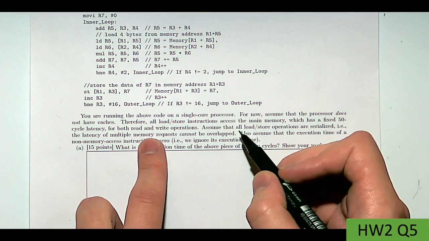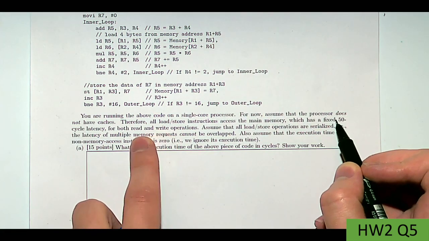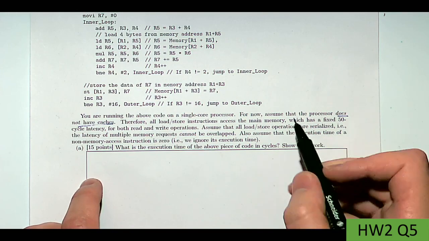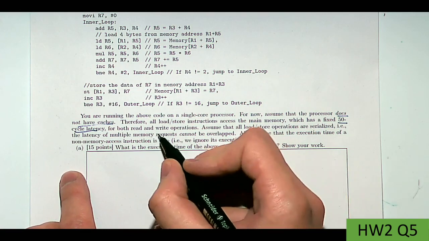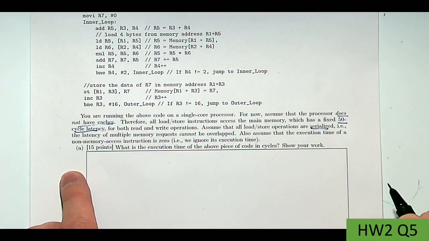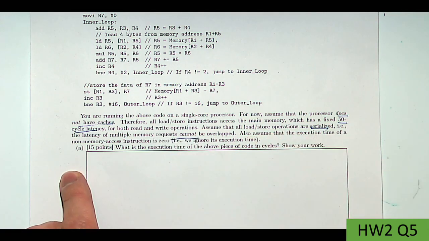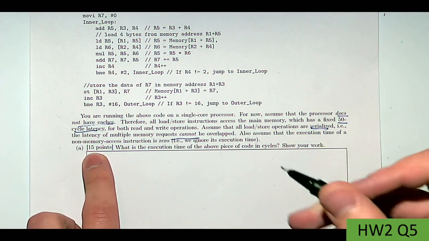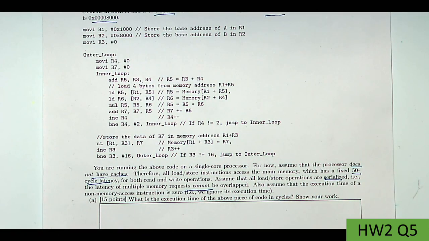So here it further says that we have a single core processor that executes this code, and this processor does not have any caches. The load store instructions access the main memory directly, and we have a fixed latency of 50 cycles for both read and write operations, and those are serialized. So it's pretty easy so far, right? Everything is serial. We have fixed latency, no cache, and memory requests cannot be overlapped. Everything is pretty straightforward, and the execution time of non-memory access instructions is 0. So in this code, we will take into account only memory accesses.